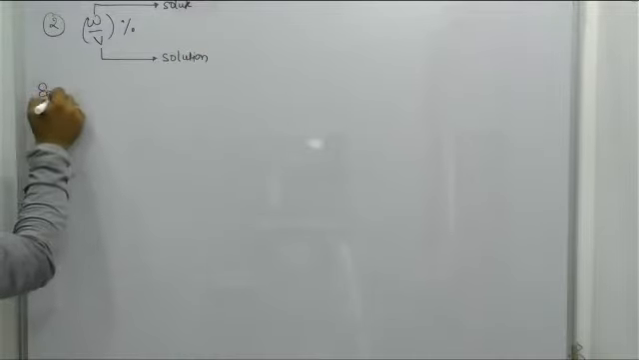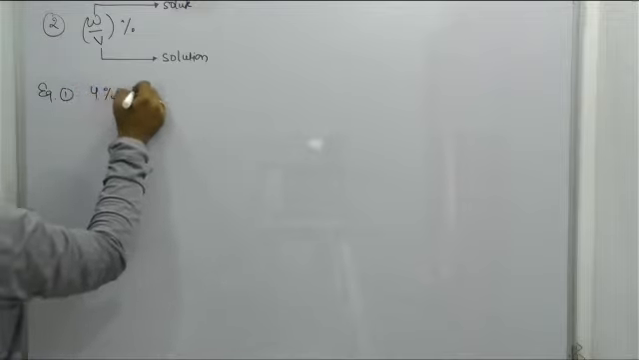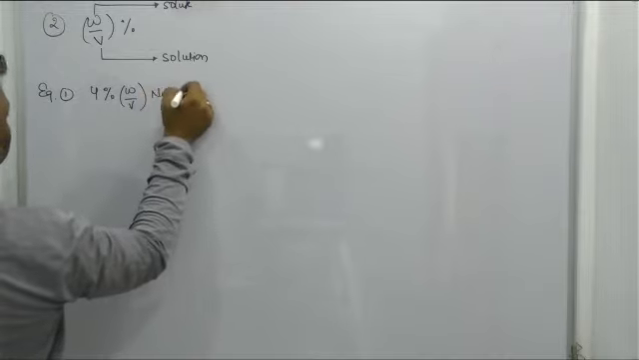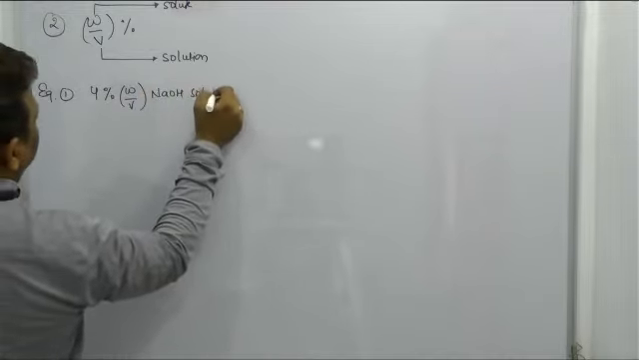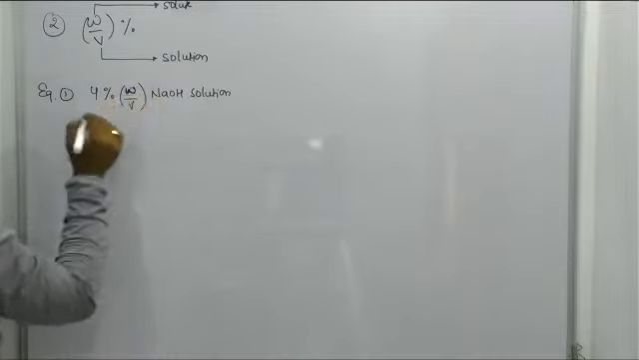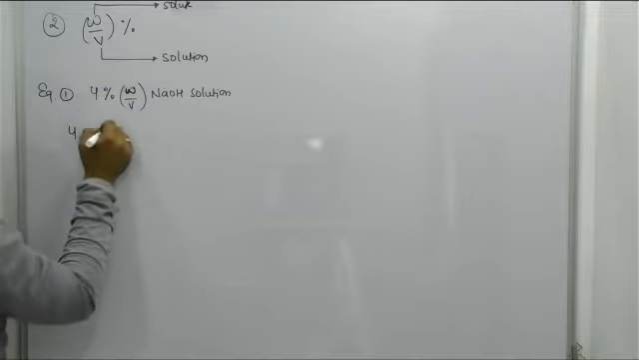Chalo, we'll see example number 1. Sir, I am having 4% W by V NaOH solution. What does this indicate? You should say this numerator W is the solute, beta. So W is what? That 4 is 4 gram of solute.